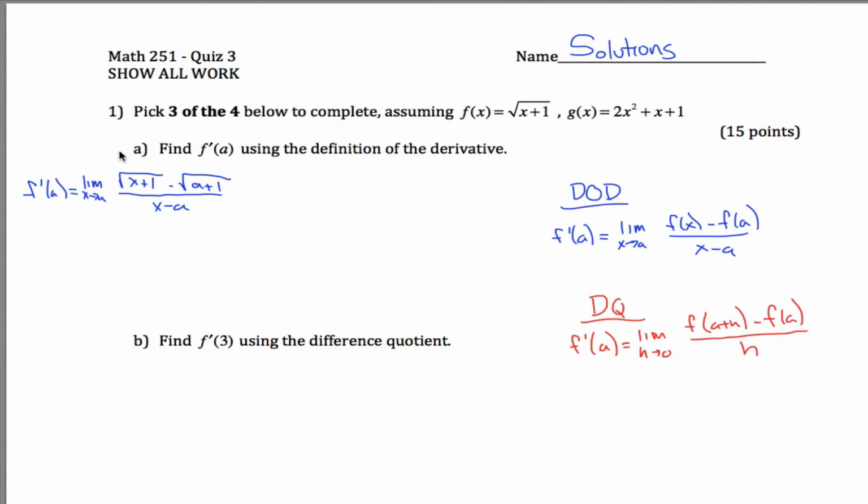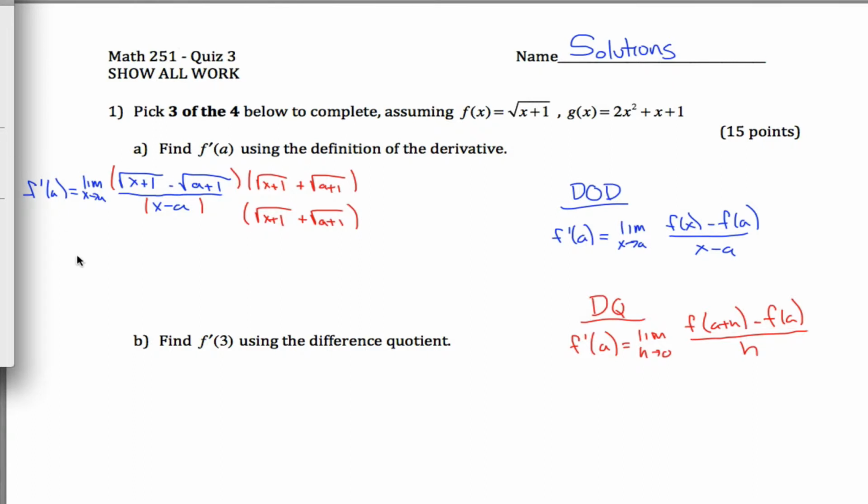The trick for evaluating this limit is you see square roots. Anytime you see square roots, think multiply by the conjugate. So I'm going to multiply the top and the bottom, this expression, by the conjugate of the numerator. So in this case, the square root of x plus 1 plus the square root of a plus 1. So what's that equal to?